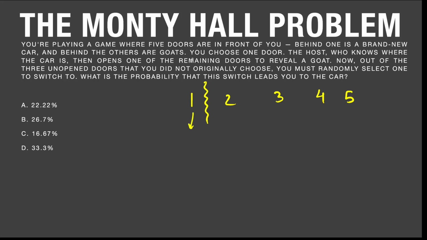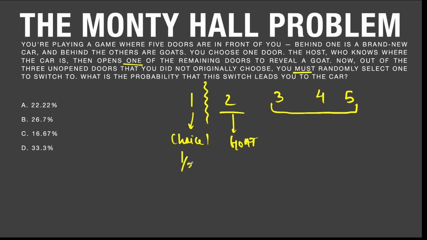The host who knows opens up one of the remaining doors to reveal a goat. So this is your choice one. This is the open door which has a goat behind it. Out of the other three unopened doors, you must randomly select one to switch to. What is the probability that this switch leads to the car? So a switch has to be made.